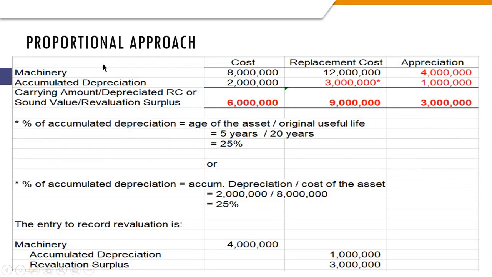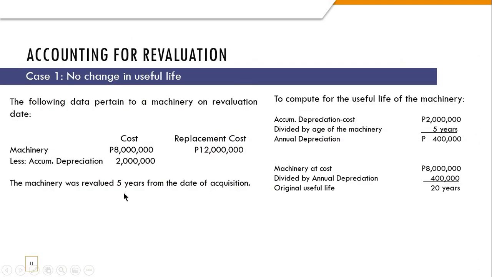So, under the proportional approach, okay? This is how we compute the revaluation surplus or the net appreciation. So, again, we have cost, we have accumulated depreciation. Okay? That is historical. Then we get 6 million as the carrying amount. The replacement cost, as stated, was 12 million. Then, how did we get the 3 million? We got that from the 5 years life of the asset. Didn't we say here that it was revalued 5 years from the date of acquisition?